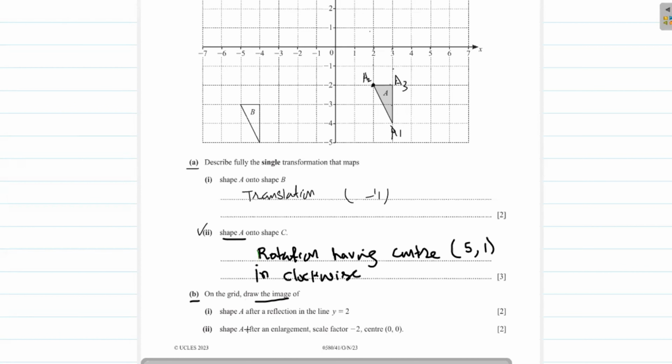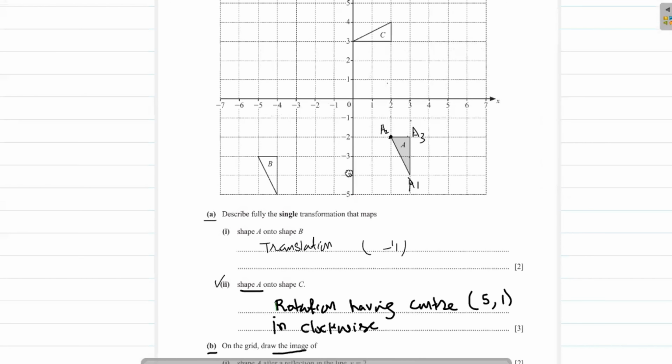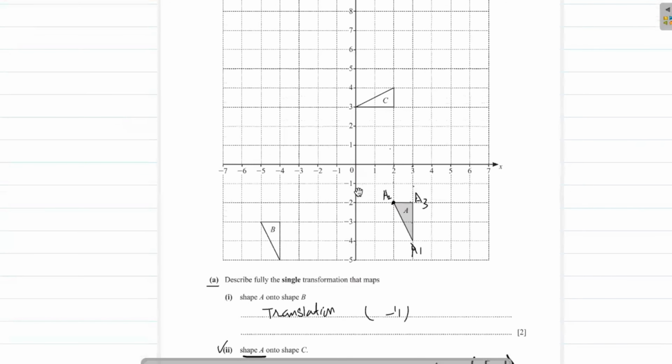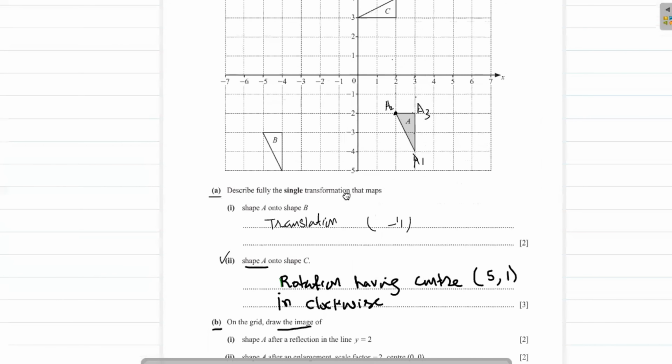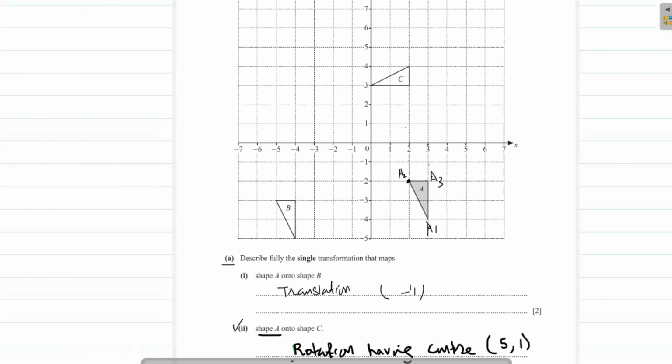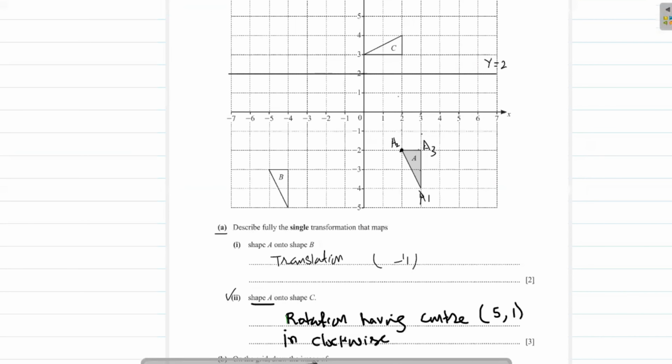Part B: draw the image of shape A after reflection in the line y equals 2. We will draw the image of this shape A after reflection in y equals 2. I am using a separate diagram for better understanding. Firstly, we will draw the line of reflection y equals 2. You see here, this is the line of reflection y equals 2, which is parallel to the x-axis, and this line passes through the y-axis at point 2. Therefore, this is the line y equals 2. We have to draw the image of shape A after reflection.